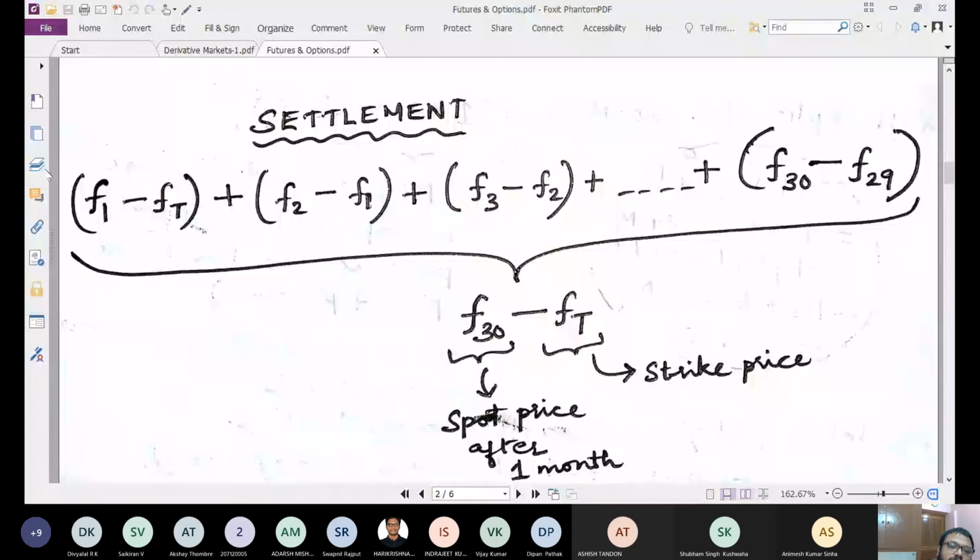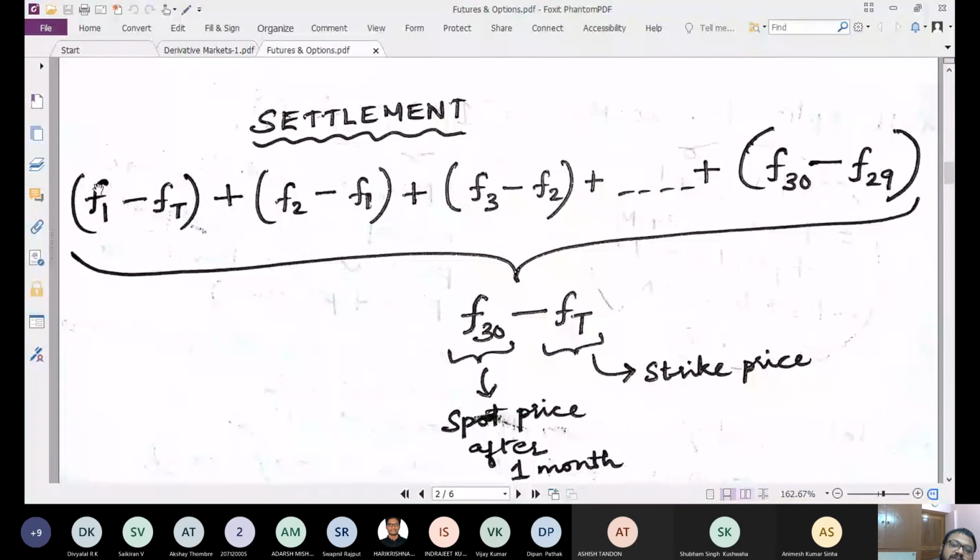Now on the first day after entering the contract, F1 is the spot price. So the settlement on the first day is F1 minus the strike price. For the second day, it is the difference between the spot price of the first day and the second day. On the third day, it is the difference between the third day and the second day. Similarly, on the 30th day, the amount settled would be the difference between the spot price of the 29th day and the 30th day.